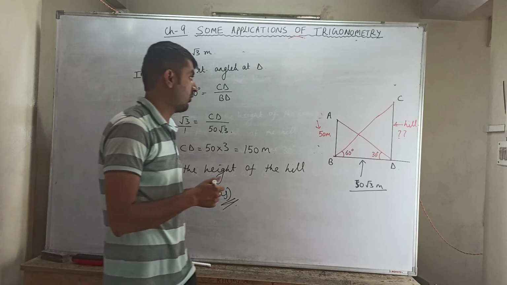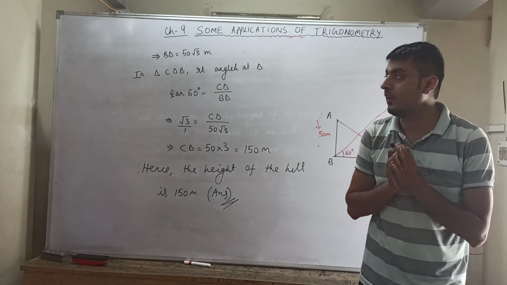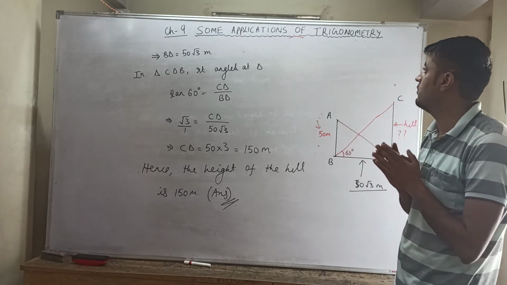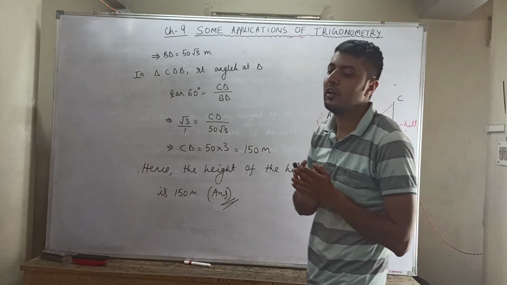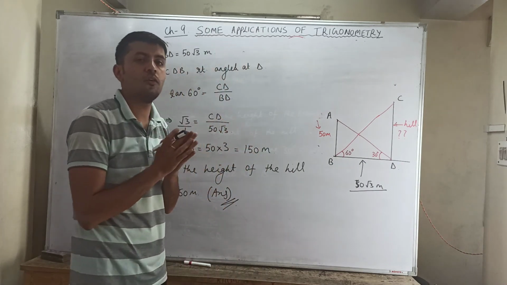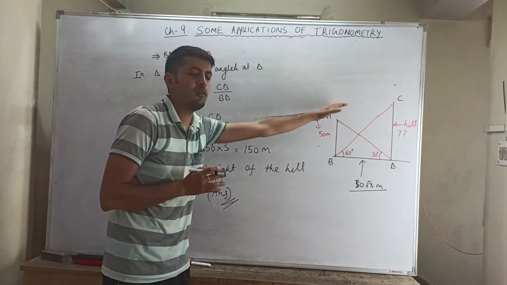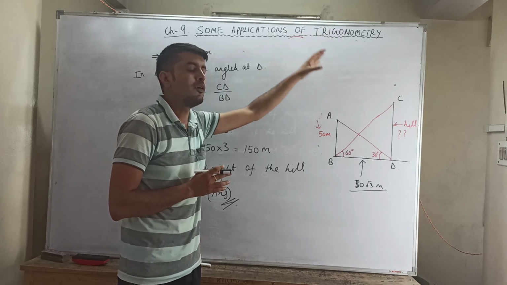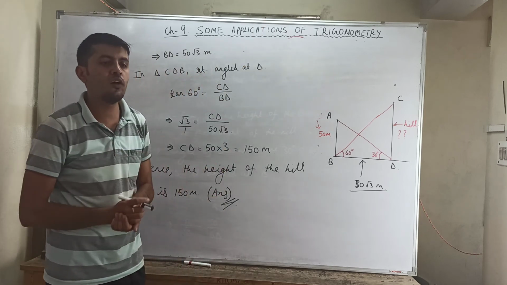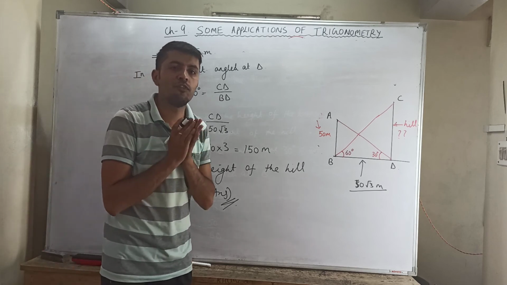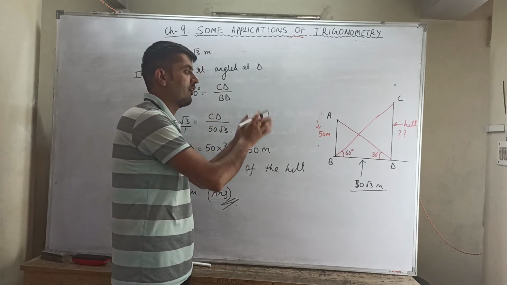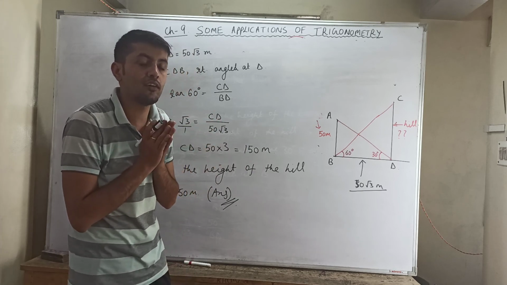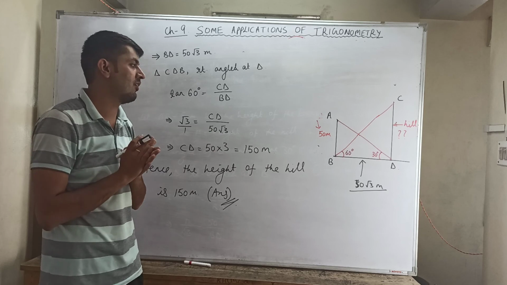So I hope this part is okay for you. The main thing you have to keep in your mind, whenever you do this chapter, applications of trigonometry, is that you should be able to draw the figure. That is going to be very, very important. Once you know how to draw the figure, the problem becomes very simple. Just learn how to draw the figure and remember all those six trigonometric ratios.